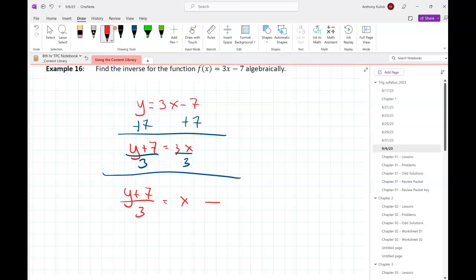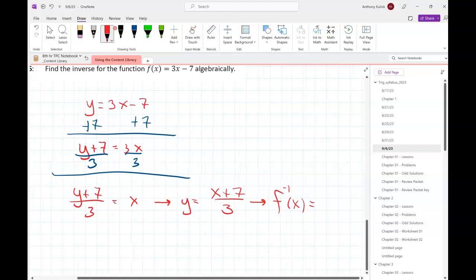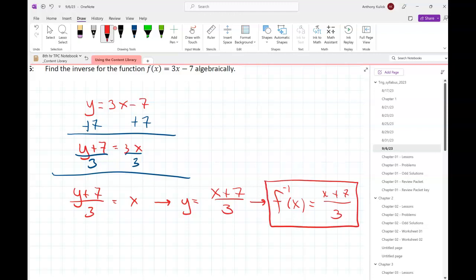Step 3 would be to rewrite this by swapping the x and y coordinates. So all of my x's I'm going to rewrite as y's, and all of my y's I'm going to rewrite as x's. And then the final step would be putting this back into function notation. This time I'm going to replace the y with f inverse of x. And so there is my inverse, right?